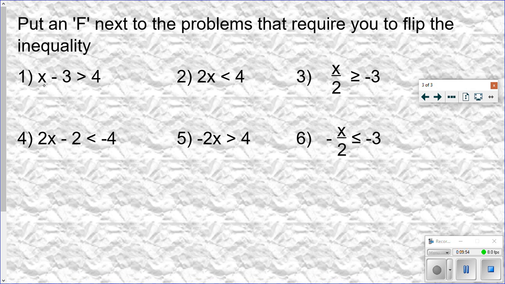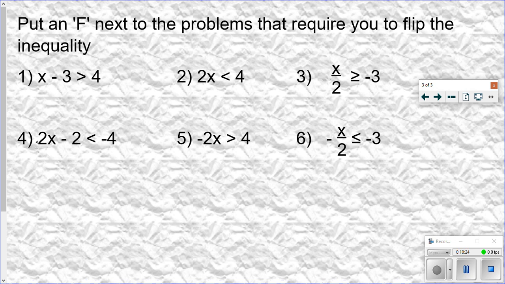All right, so on the first one, x is not being multiplied or divided by anything. So this is not one you would flip. On number 2, x is being multiplied by positive 2. So that's not one you would flip. Number 3, x is being divided by positive 2. So that's not one you would flip. Again, if the variable is being multiplied or divided by a negative number, that's when you flip the inequality.